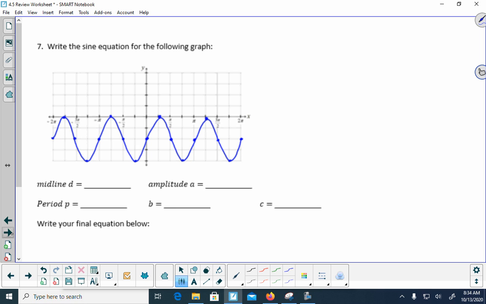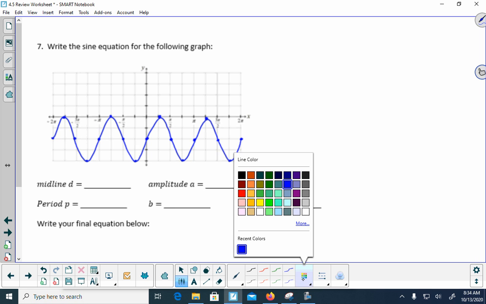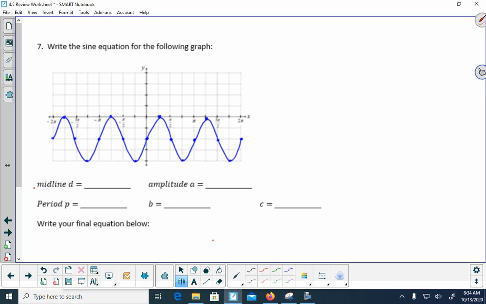The next one, it wants me to write the equation. So I'm going to remember to find my midline. I want the point that goes halfway through. The best way to do that is to take your max, which in this case is 0, and add your min, which in this case is negative 4, and divide that by 2. So when I do that, I'm going to have negative 4 over 2, which is negative 2. That is my midline, which is the same thing as my D. It's a good idea to sketch that midline.